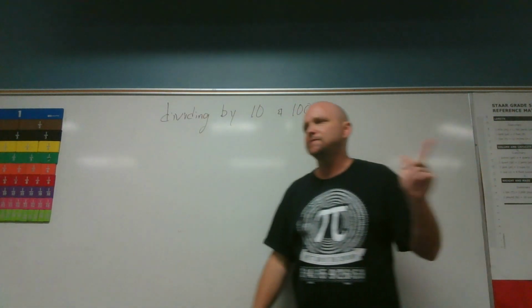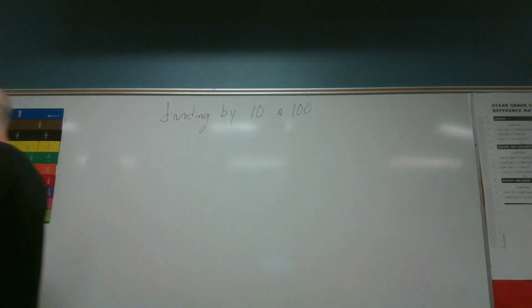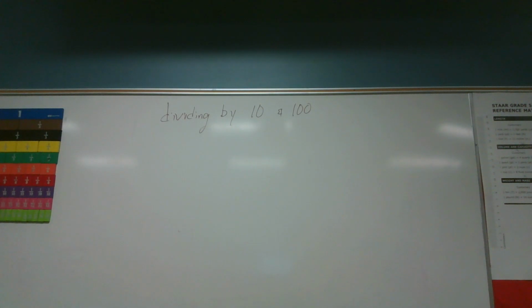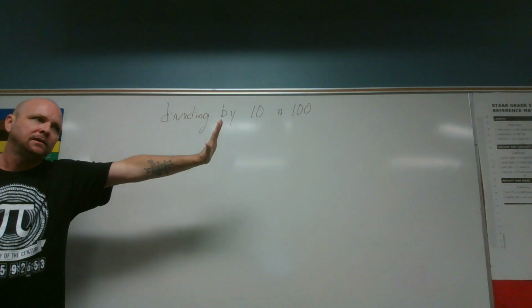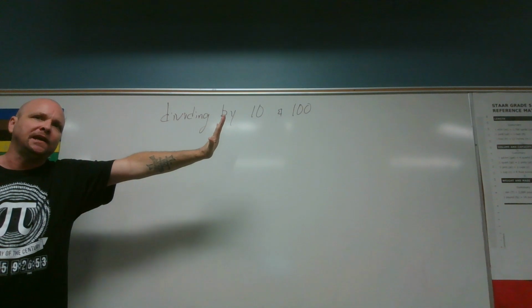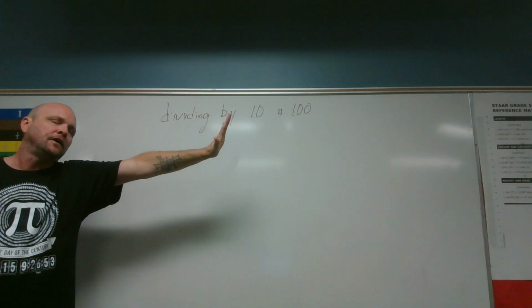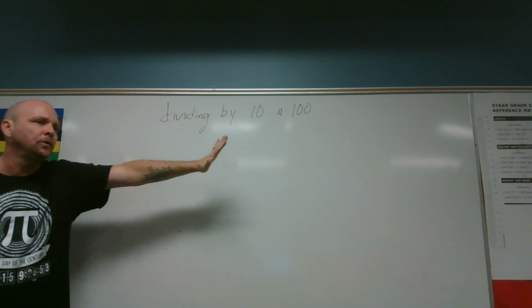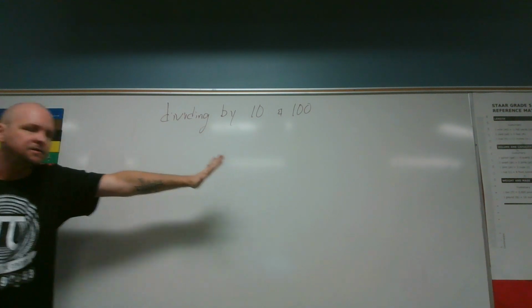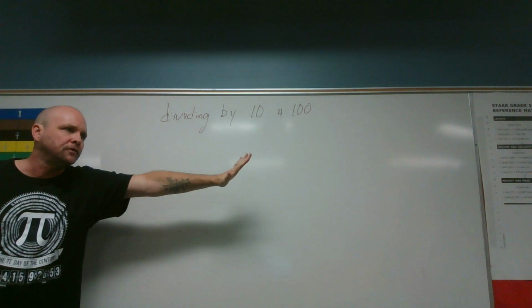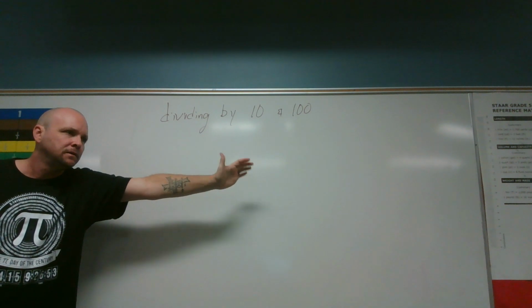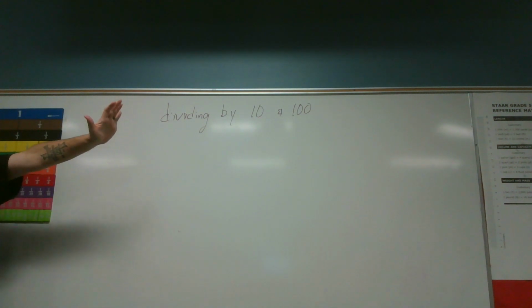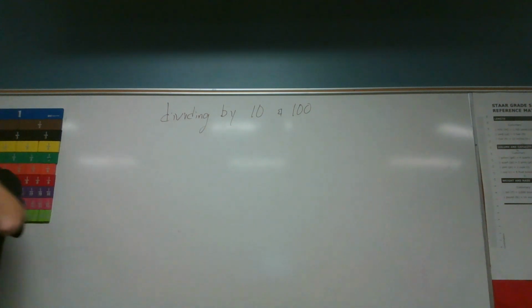So JJ, let me ask you this. If when we multiply by 100, the decimal point goes to the right, and division is the inverse operation of multiplication, which direction do you think the decimal point is going to go when we divide by 10? To the left. When we divide by 100? To the left 2 times.